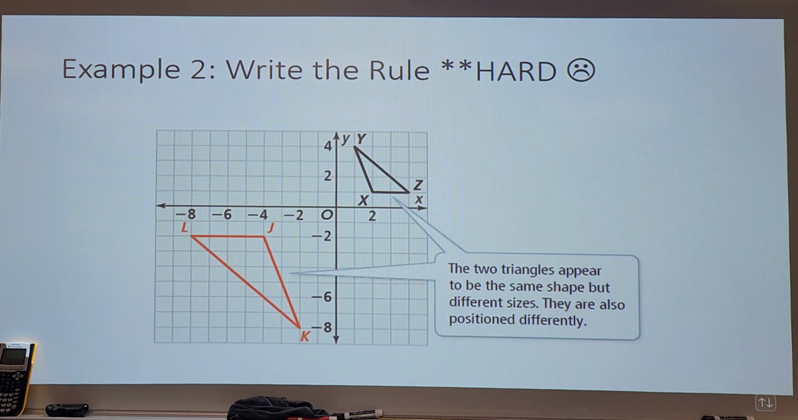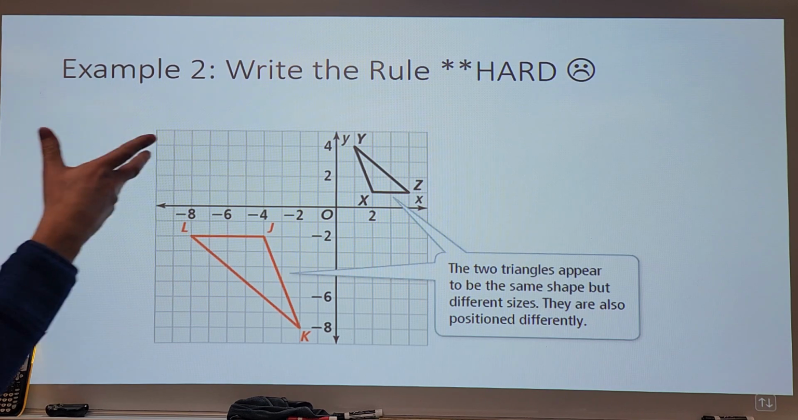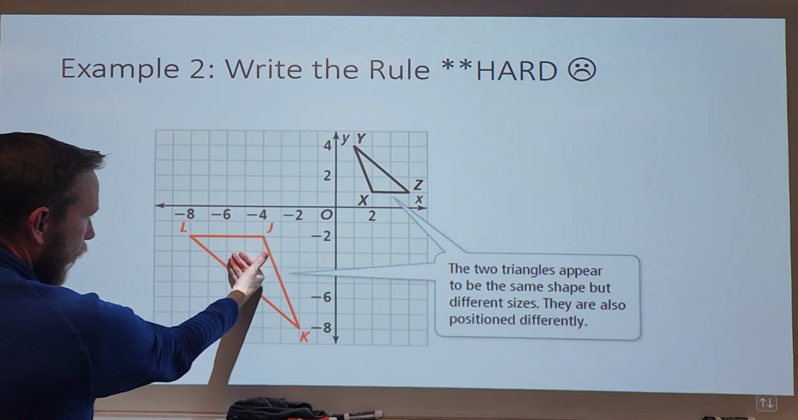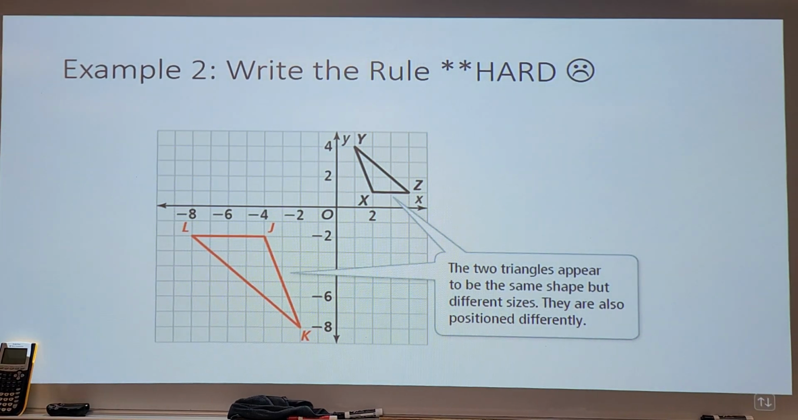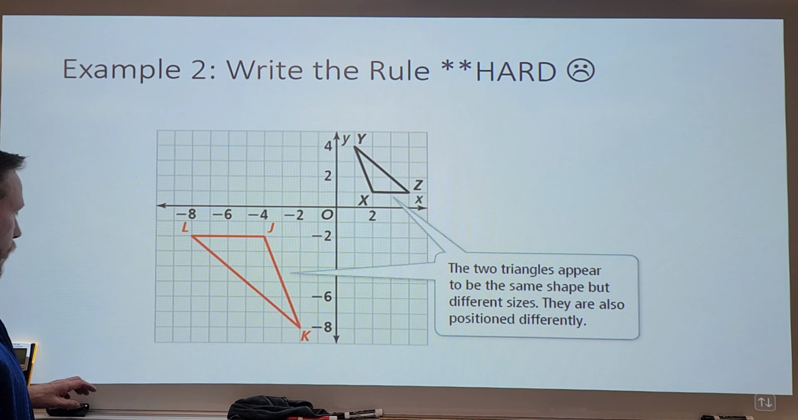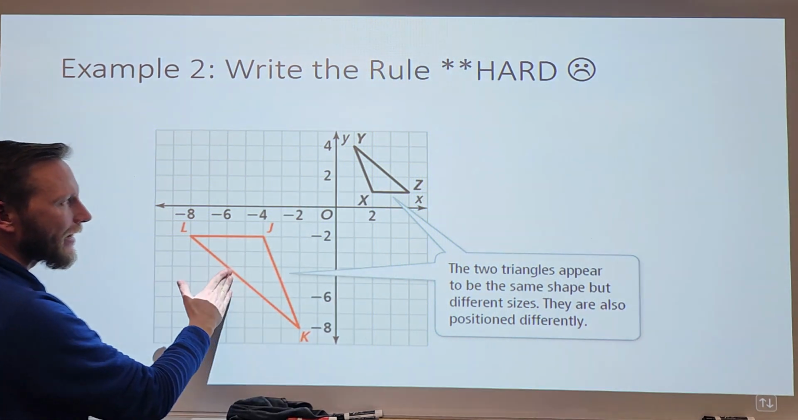All right, example 2. Make a note. This is hard because you have to write the rule. You have to understand how did this get over here, all right? And so we want to be able to think through this well, and we want to make sure that we can start here and end there.